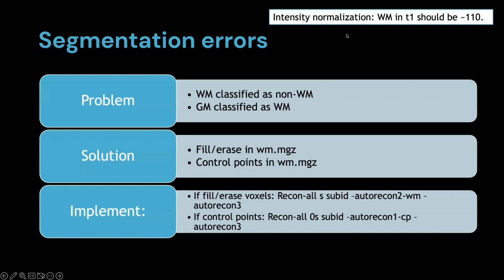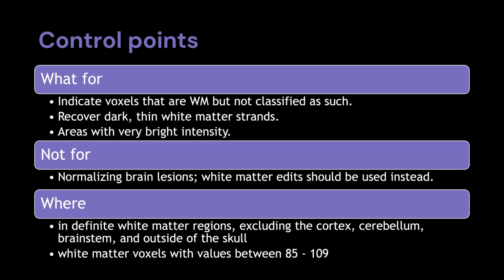And that's when we need to fix it. So control points, as I was telling you, indicate voxels that are white matter but are not classified as such. It's useful when you want to recover dark, thin white matter strands and areas with very bright intensity. They're not used for normalizing brain lesions; in this case, white matter edits should be used instead. You should add them in areas that are definitely white matter regions, and not the cortex, the cerebellum, the brain mask, or outside of the skull, obviously. And you should add them in voxels that are between 85 and 109 usually, and decide if that should be white matter or gray matter.